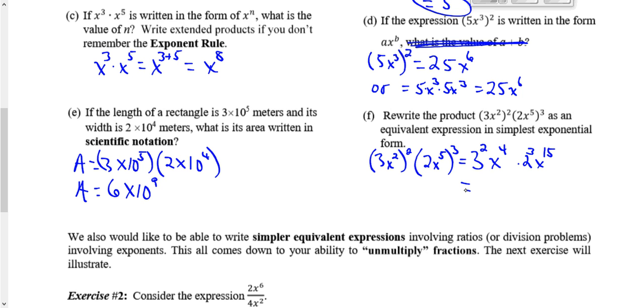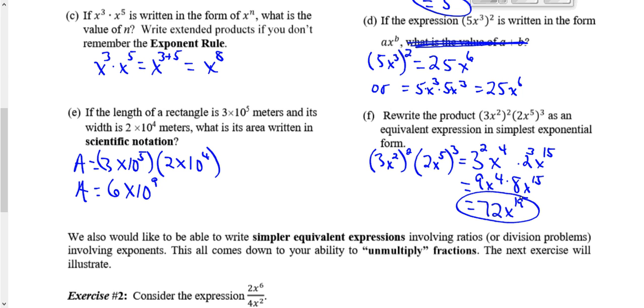So 3 squared is what? 9x to the 4th times what? 8x to the 15th? Okay. What's 9 times 8? 72. You were right there. X to the what? 19th. You add those.